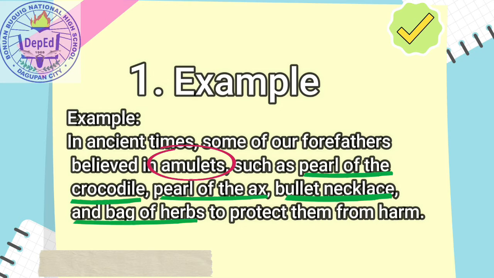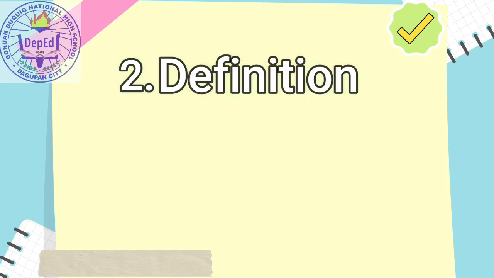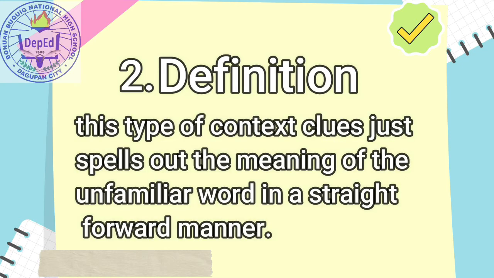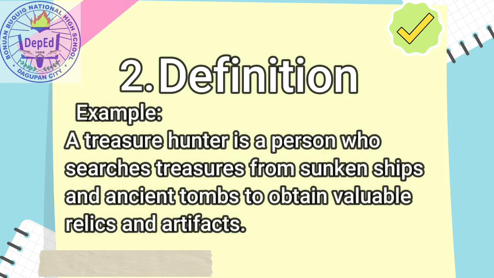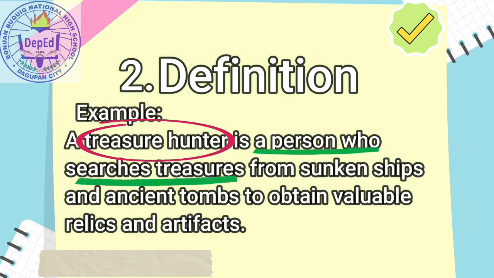Number 2. Definition. This type of context clues just spells out the meaning of the unfamiliar word in a straightforward manner. For example, a treasure hunter is a person who searches treasures from sunken ships and ancient tombs to obtain valuable relics and artifacts. The unfamiliar word in the sentence is treasure hunter, and its definition is a person who searches for treasures.